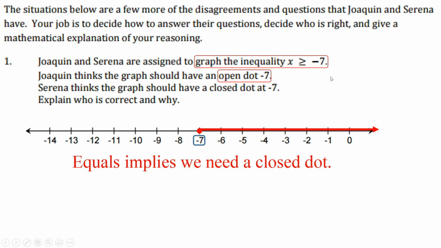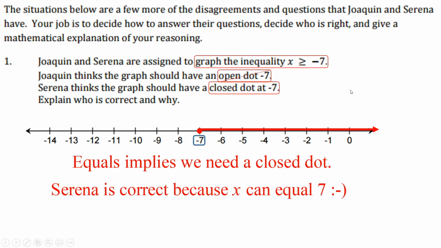So Serena is correct because x can equal -7. That equals right there. And if x can equal the number, we put a closed dot. That means in the interval notation, we'd use a bracket at the -7 too. Serena is correct because x can equal, and that should say a -7 right there. That's a typo on my part, I'm sorry.